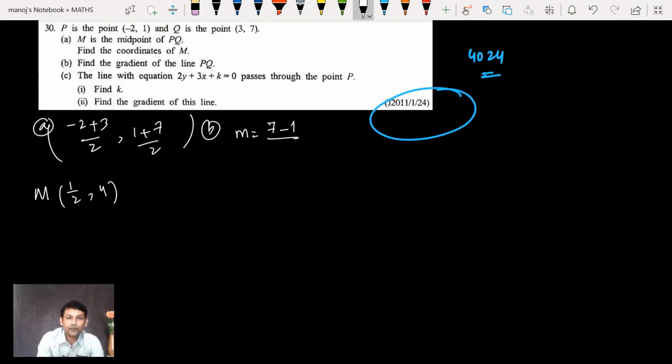3 minus 2 will become plus 2. So the 6 upon 5 is the gradient, and gradient is like this. Okay, positive. I told you, this is a positive gradient, and this line will have a negative gradient. Just remember.